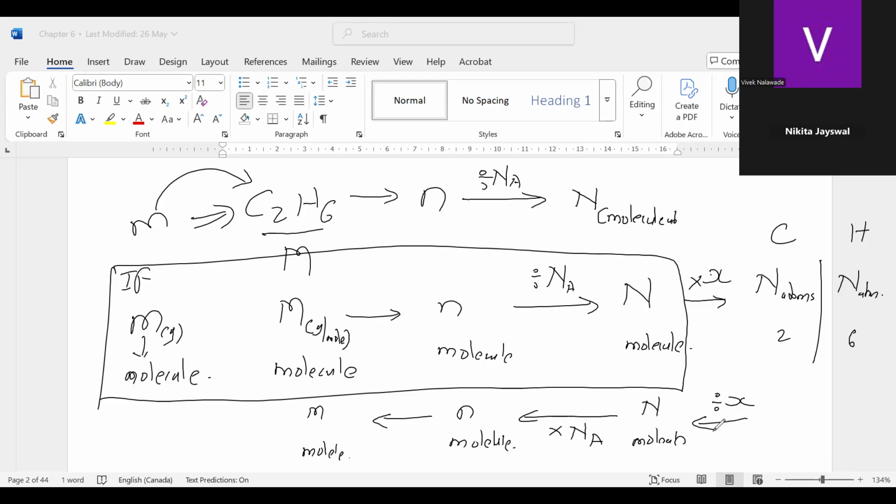And then the reverse is also true. If you divide the number of atoms by the number of atoms of that element in the molecule, you will get the number of molecules. If you get the molecules, divide by Avogadro's number, you will get the moles. Correct? Oh, my bad, I think I made a mistake. This is multiply, and this is divide. Please correct that. I'm so sorry.